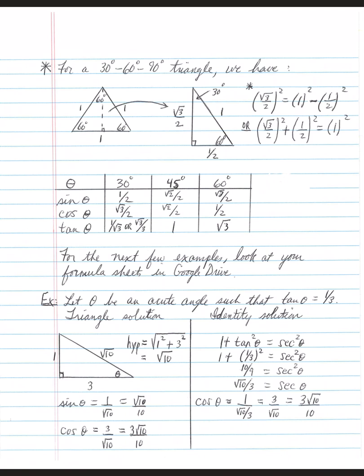For a 30, 60, 90 triangle, we start with an equilateral triangle. That's a triangle with all three angles 60 degrees and all three sides of uniform measurement. I used 1 for simplicity. If we bisect that triangle through the top with an altitude, then that 1 gets cut in half. It becomes a 1/2. This angle of 60 gets cut in half, so that makes it 30.